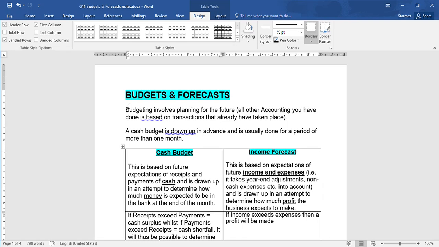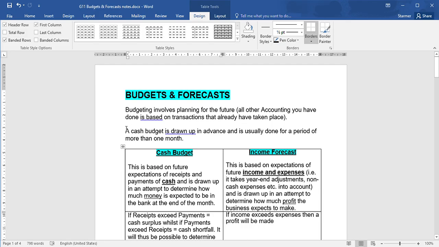The topic for today's videos is budgets and forecasts. Everything you've done in accounting up till the present time has been on transactions that have already taken place. So you're basically recording things that have happened. With budgeting, you're going to plan for the future. So you're going to try and plan what transactions you expect to take place.